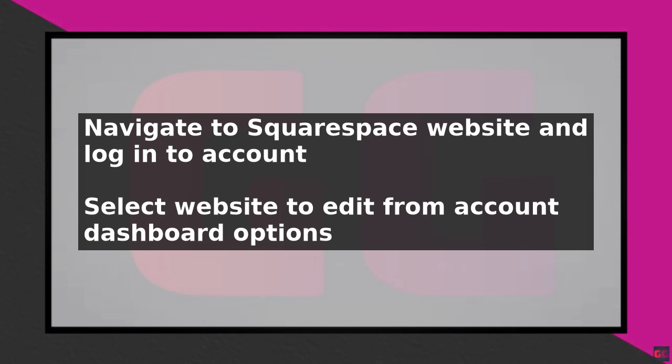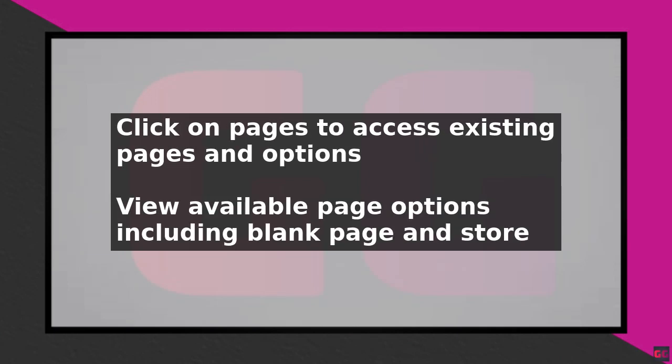In the website section, click on Pages to access the pages that have already been added. And then click on the plus sign to view the available page options, including blank page, page layout, scheduling, blog, store, portfolio, events, video course, member site, and drop down, as well as link.